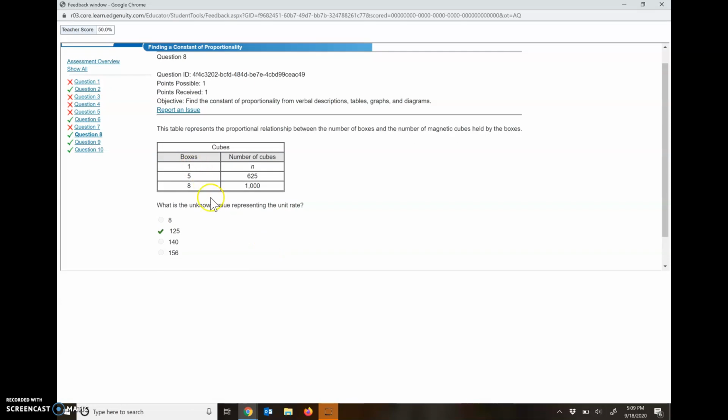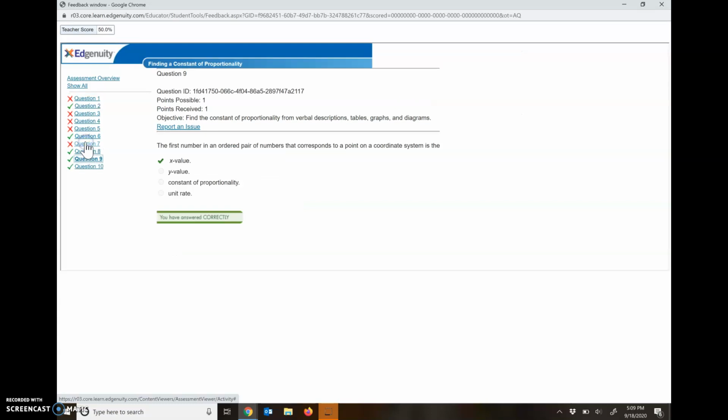Okay, here it was asking for 1. It looks like you got it right. If 5 boxes is 625 cubes, 625 divided by 5 is 125. Or you could have done it for the 8 as well: 1,000 divided by 8 is 125. Doesn't matter. You're just trying to figure out how much one of it is. Kind of the opposite of that other question.